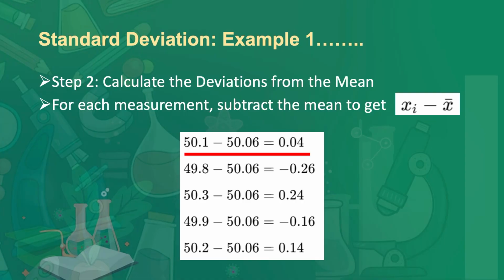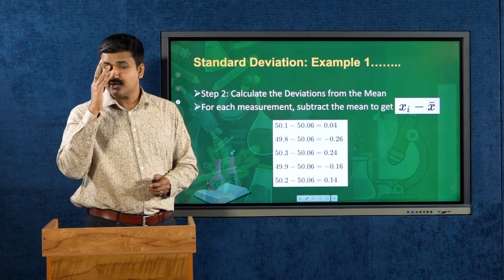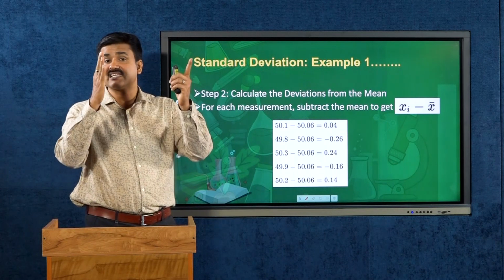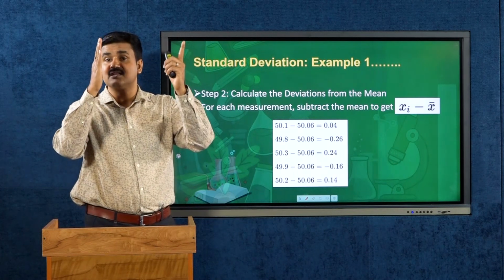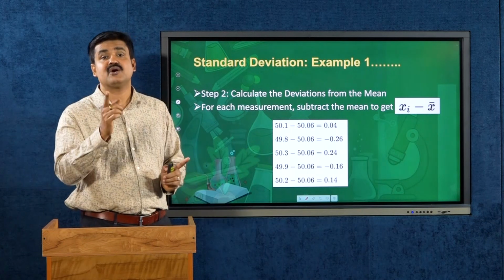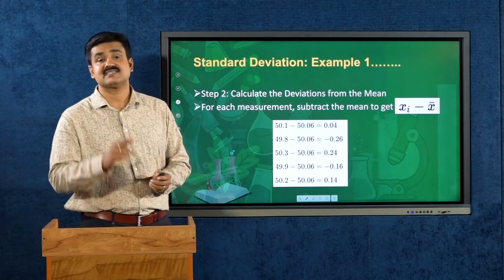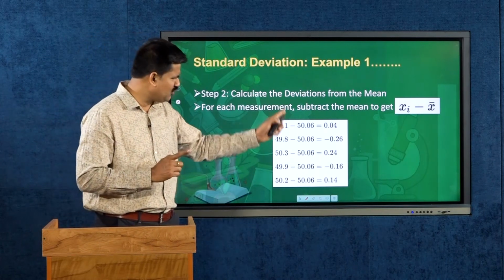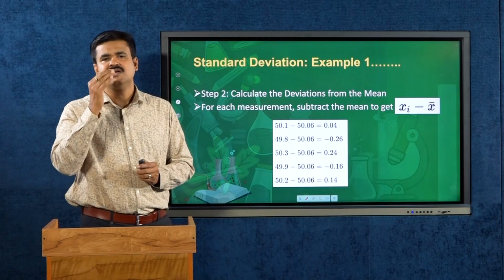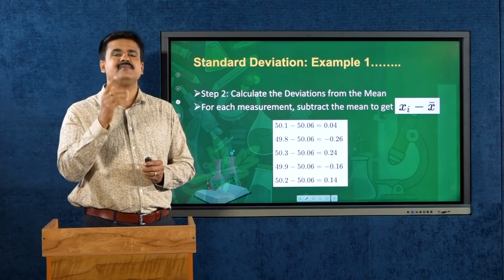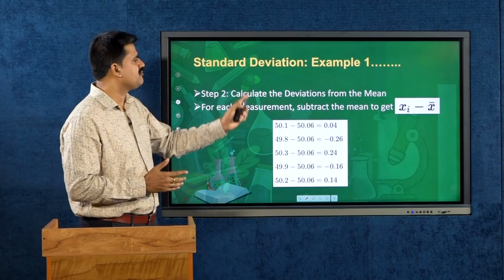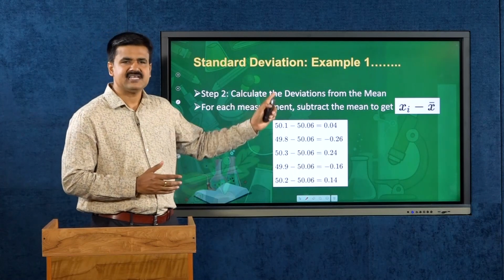50.1 is the individual measurement, minus 50.06, that is the average or mean, giving 0.04. In the second case, there is a negative. In average deviation, you have to keep in mind that you are taking the absolute deviation, so you are considering only the modulus, but in standard deviation, you have to take the difference. So, the difference is 49.8 minus 50.06, that is minus 0.26. In all cases, you subtract the mean from the individual measurements, finally calculating xi minus x bar for each data point.